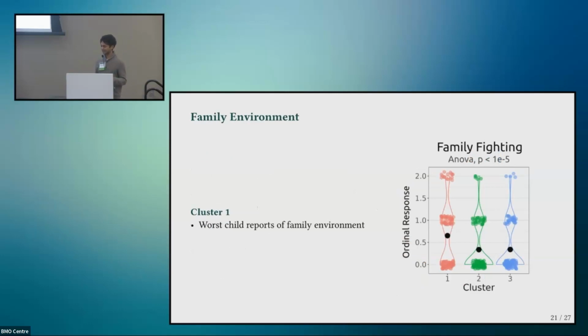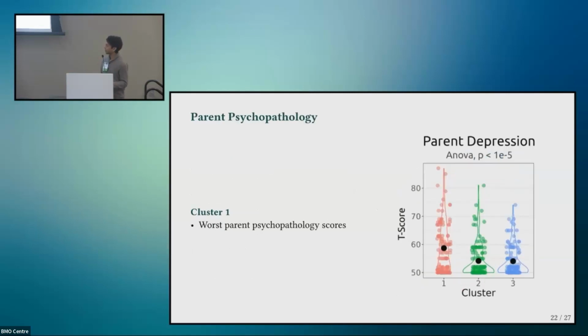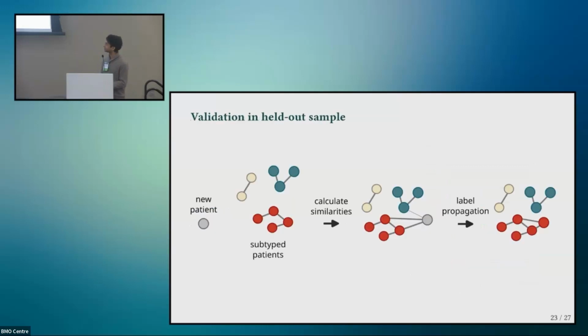Some other important insights about cluster 1 is that they had the worst child reports of family environment. For example, kids consistently report that their homes have the most family fighting going on. We also see that from parents taking the self-report on a psychopathology test: the parents will have the worst psychopathology scores out of all the clusters.